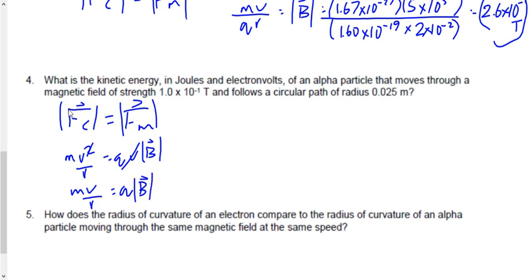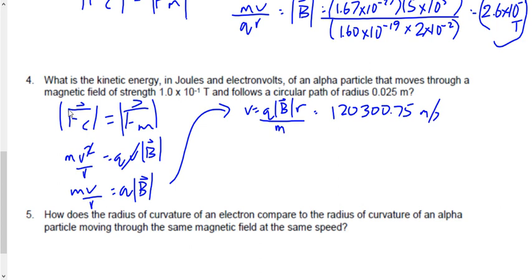I've got everything in here except for v. So let's solve for v and see what happens. Q times b times r goes up by multiplying, m goes down. We can solve for that speed. When we do, we get 120,300.75 meters per second.